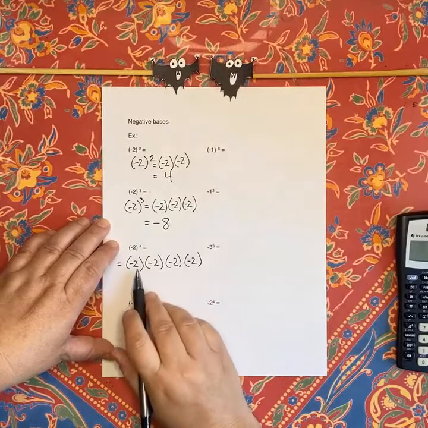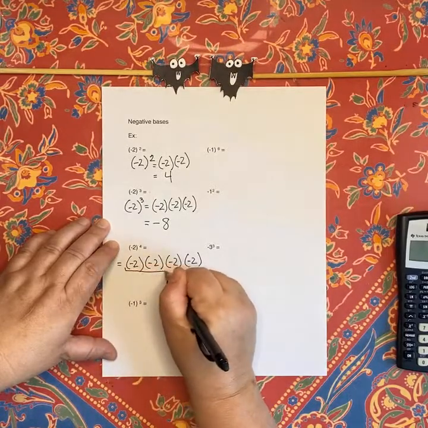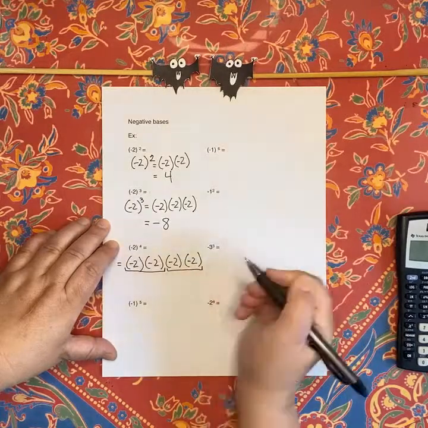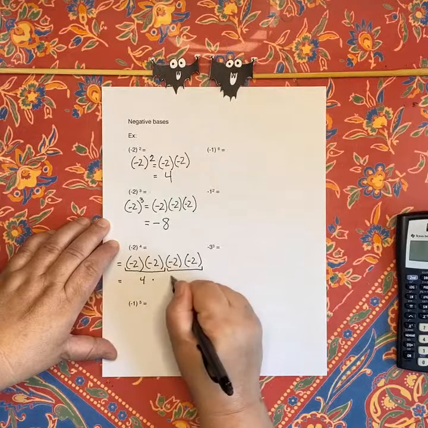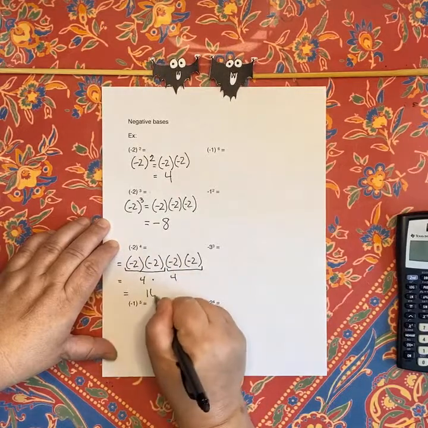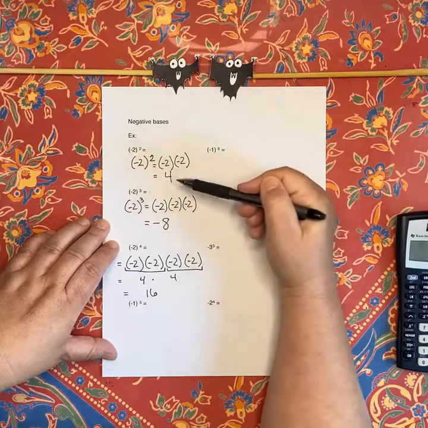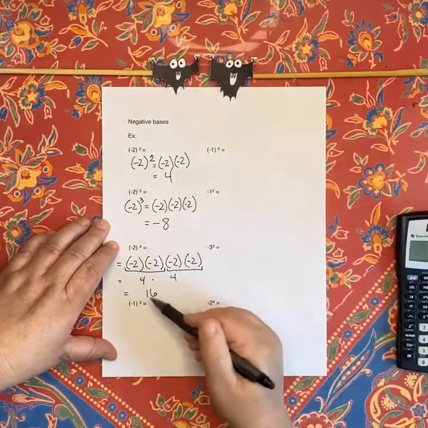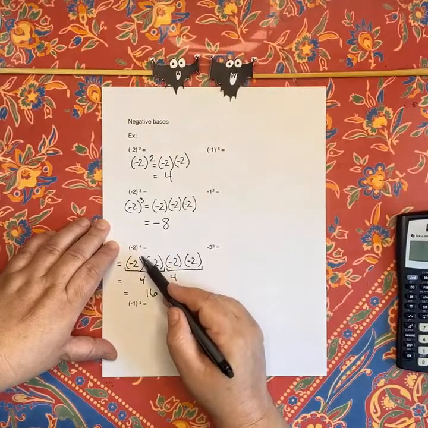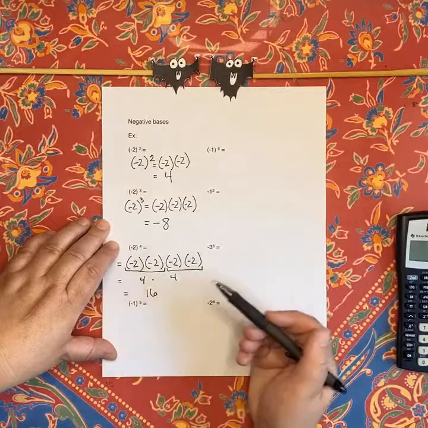However, if I've got -2, -2, -2, -2, notice that these two are friends and these two are friends. So this is a lot like 4 times 4, which is 16. We're back to positive. So squaring a negative base is going to give me a positive. Cubing will give me a negative. 4th power, or tesseracting, which I know it's never going to catch on, is a positive.